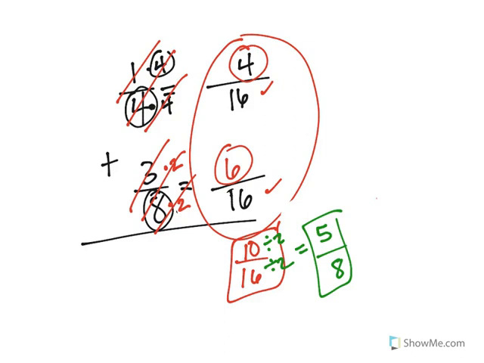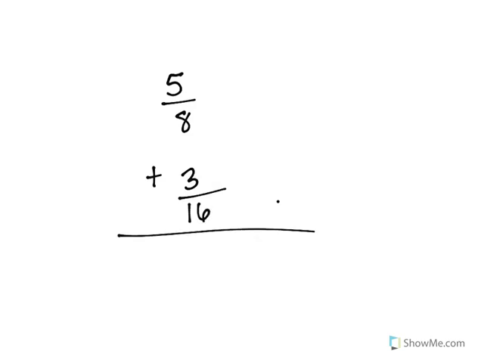Are we good? Yeah. All right. I'm going to give you another problem. This time I want you to try it, okay? All right. Let's do another one. Let me give you 5/8 plus 3/16. All right. Come do this one, son. But I want you to explain to the people as you're doing, what are you thinking?